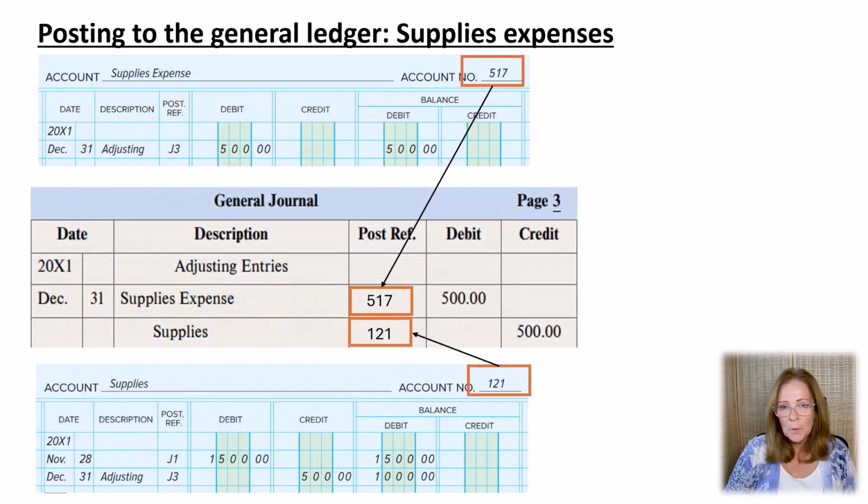Once the entry is posted, we update the posting reference column of the journal entry to show the account number of the accounts.